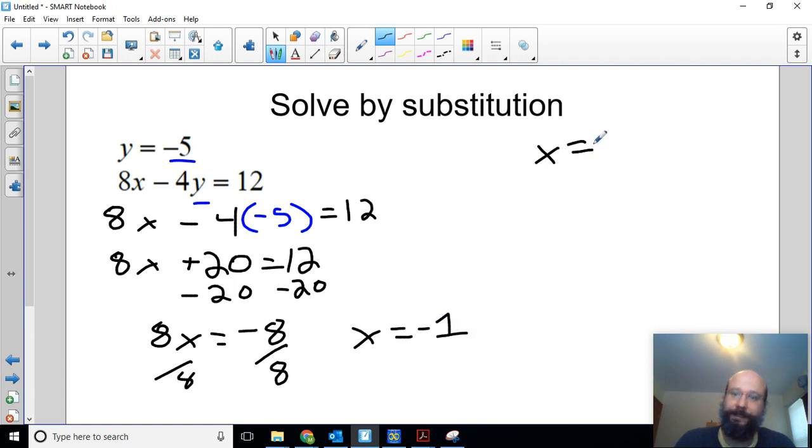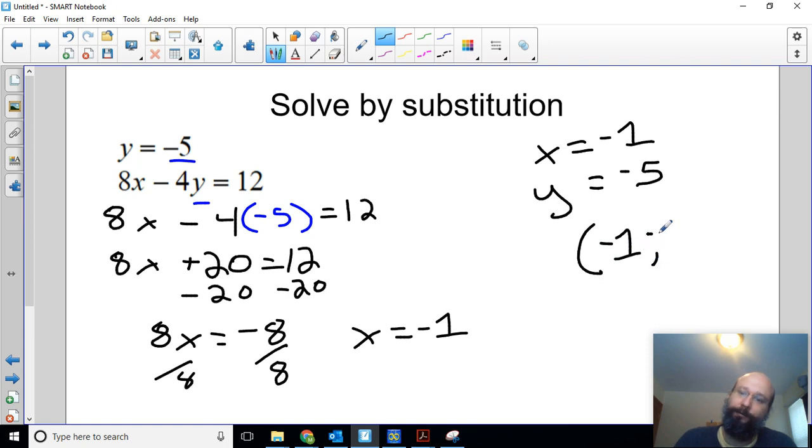So if my x equals -1, my y equals, and again, it tells me, -5. So as an ordered pair, (-1, -5). And we'll get to where we're graphing them. But if we were to graph these two, this is where they would cross. This is our ordered pair, our answer.